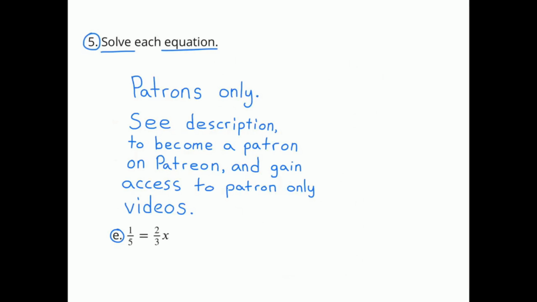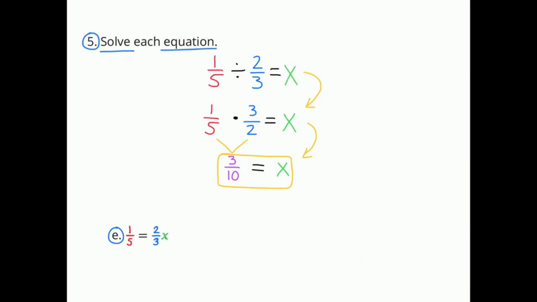E. 1/5 equals 2/3 x. That can be rewritten as 1/5 divided by 2/3 equals x. We'll have to multiply by the reciprocal of 2/3. That would be 1/5 times 3/2. And 1/5 times 3/2 equals 3/10. So x equals 3/10.